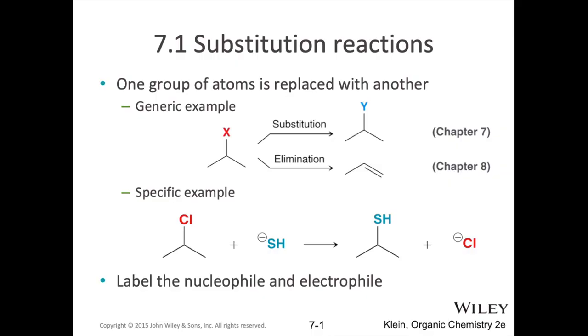So if you want to see a specific example, here we have a haloalkane, or an alkyl halide, depending on what you want to call it. And here our chlorine is our leaving group, and that is swapped out for this hydrogen sulfide nucleophile that comes in and replaces it.